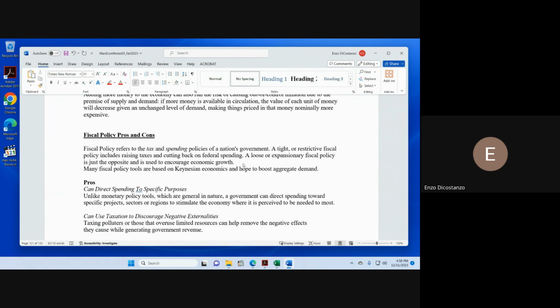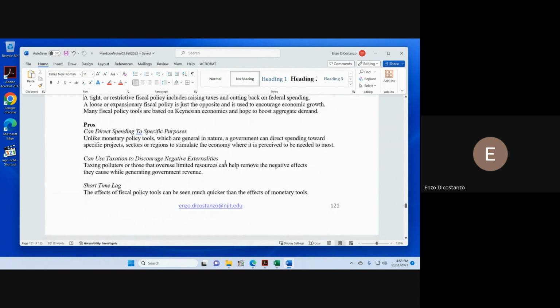Again, your consumption is based on your income, whether it's government funded or just you working. And then the positives of this: unlike monetary policy tools, which are general, the government can direct spending to the Queens Midtown Tunnel or some projects out in Washington State or something like that. Sectors or regions, the same with the economy, where it's perceived to be needed the most.